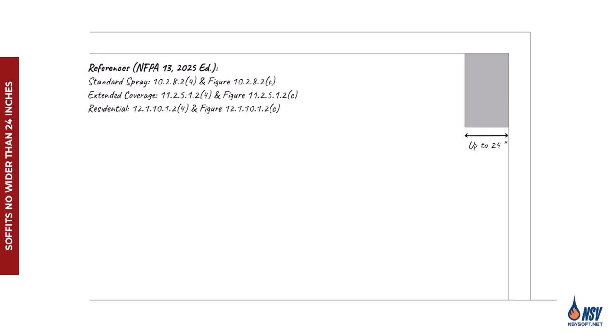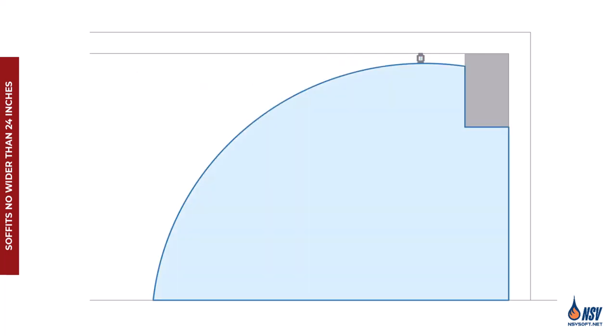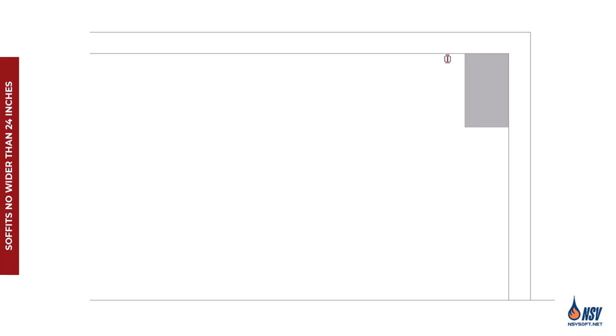For soffits up to 24 inches wide, NFPA 13 does not require a supplemental sprinkler beneath them. This means an upright or pendant sprinkler installed adjacent to the soffit can effectively protect the area underneath. While this sprinkler can be placed anywhere nearby, it must be positioned at least 4 inches away from the soffit to prevent placement in dead airspace.